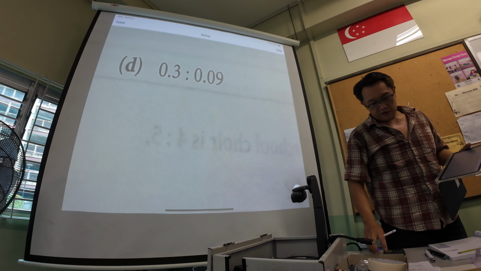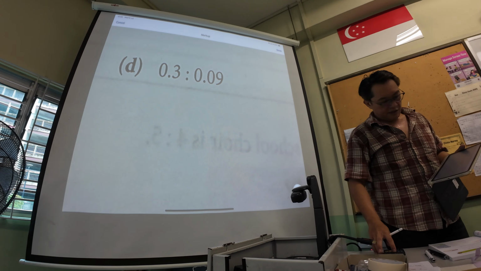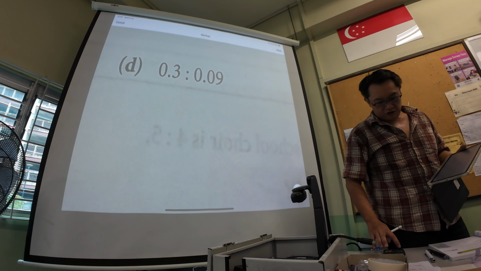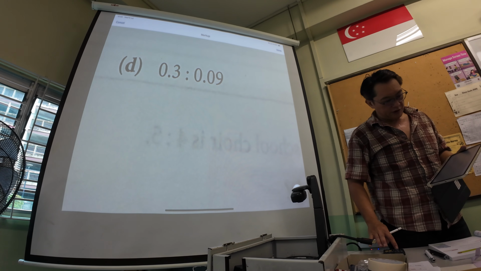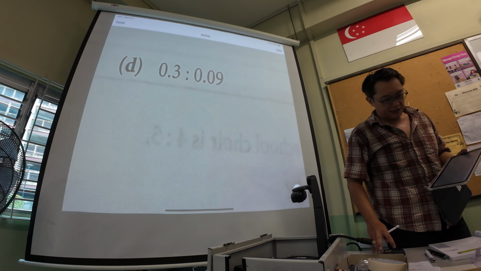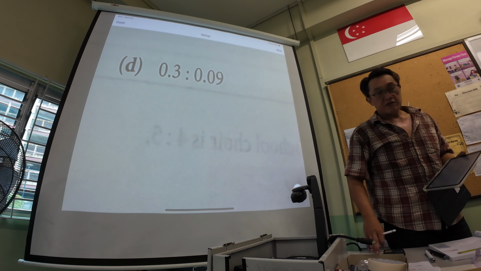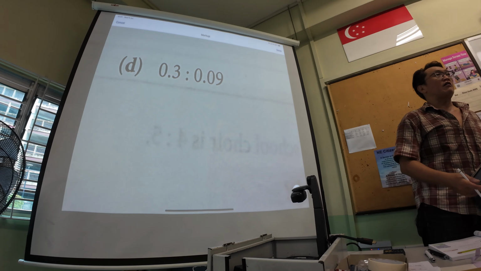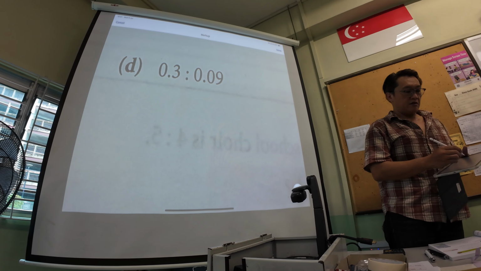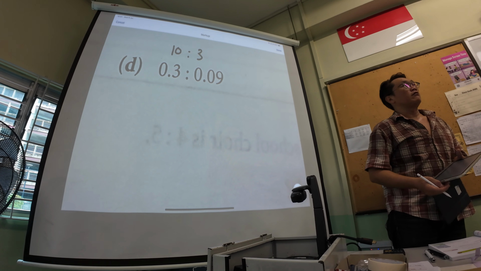Okay, so same, I can shortcut 0.3. 0.3 is the bigger number, so if I want to do my shortcut, I will put 0.09 on top as my numerator, 0.3 as my denominator, then my calculator will tell me smaller number to bigger number is 3 is to 10. So if I use calculator, it will tell me 3 is to 10.